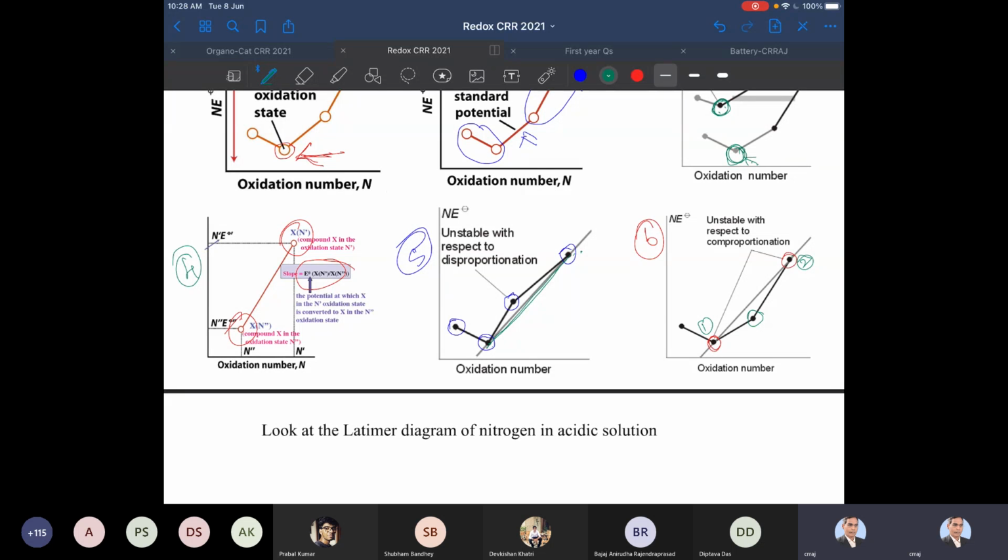In the previous case, the species lying above the line undergoes a disproportionation reaction. In the sixth plot, when I connect species 1 and 2, if there is a species below the line, that implies that species 1 and 2 can undergo a comproportionation reaction. I hope you are following.